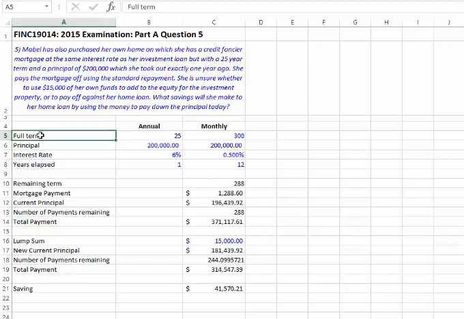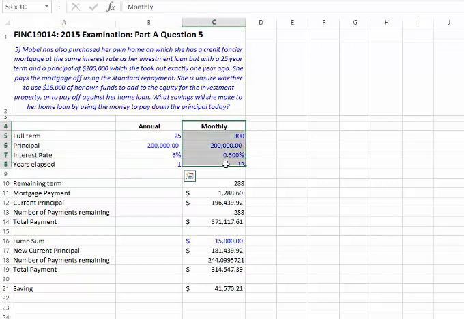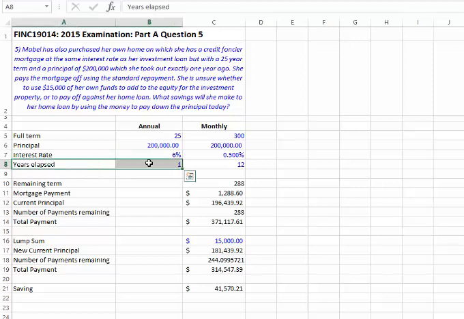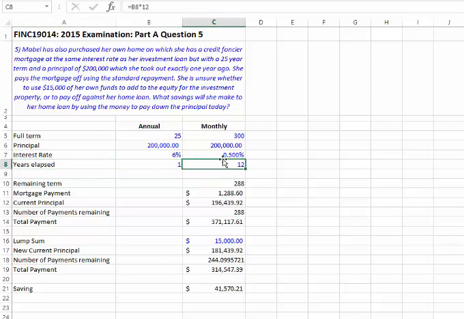First thing we're going to be looking at is that most of the data we have is what we have here: full term of 25 years, $200,000 principal, interest rate of 6%, and years elapsed is 1. Because credit foncier loans are repaid monthly, very seldom annually, we're going to convert those figures to their equivalent monthly values. We multiply the term by 12, so 25 becomes 300, and we divide the interest rate by 12, so 6% becomes 0.5% per month, equal to 6% annually. Likewise, we convert the years elapsed from 1 year, multiplied by 12, and that gives us 12 payments into the loan.